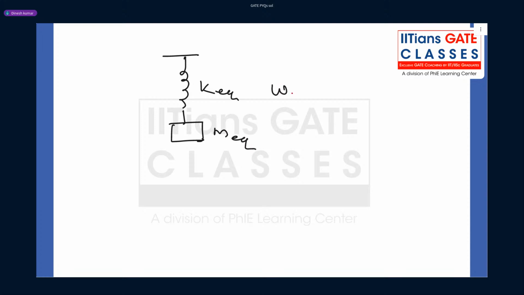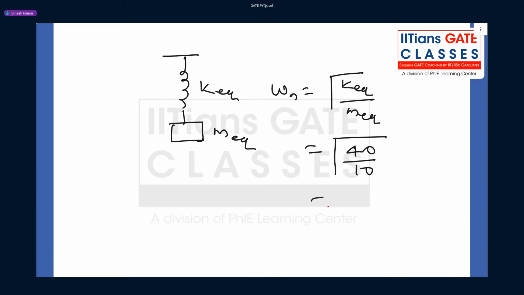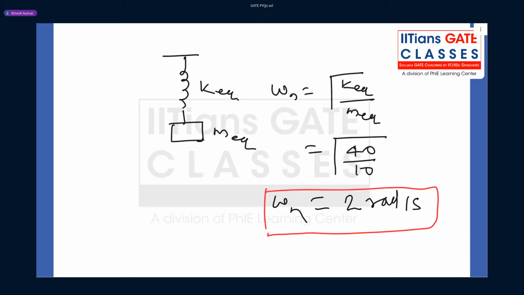So what will be the natural frequency? Omega n is the square root of K equivalent upon M equivalent. K equivalent is 40 and M equivalent is 10. So the natural frequency is 2 radian per second, omega n. They asked for the answer in radian per second, not in hertz, so this is your answer.